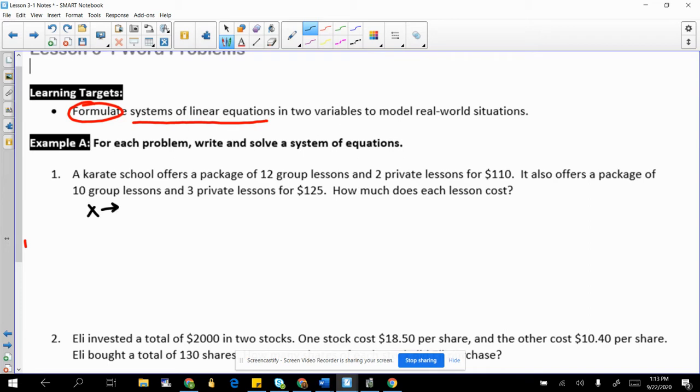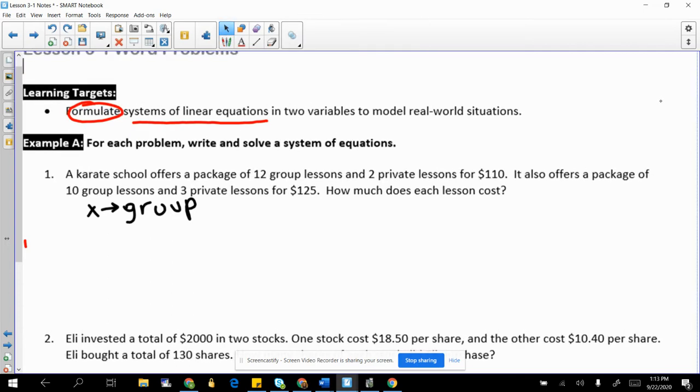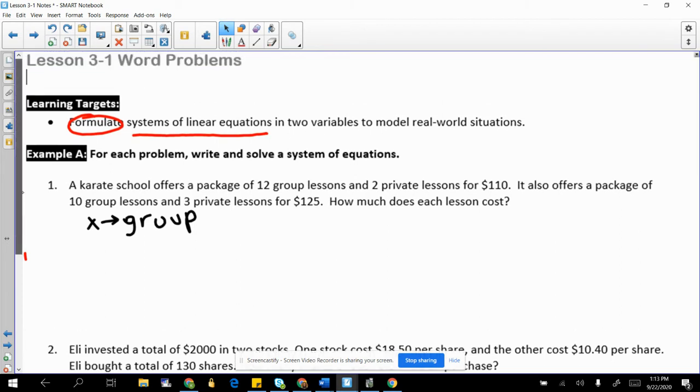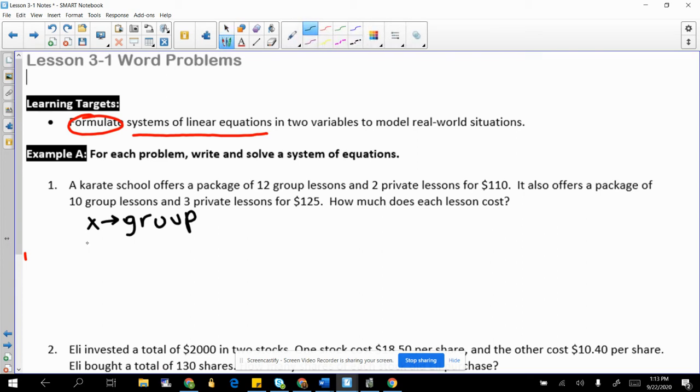So x should represent group lessons. And then y should represent private lessons. Okay. One second, let me lock that. There we go. So y represents private lessons. Okay, so now let's try to come up with a system of equations here.